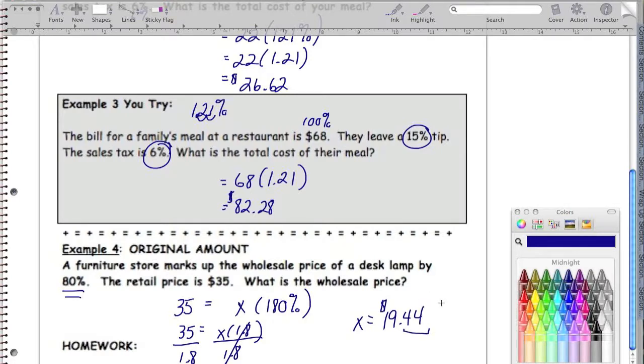The 4 repeating aren't necessary for talking about money. So it makes sense. Target bought this lamp for $19.44. They mark it up 80%, and now you are charged $35. So it all fits in line, and you just have a simple equation. All right, good job, guys.